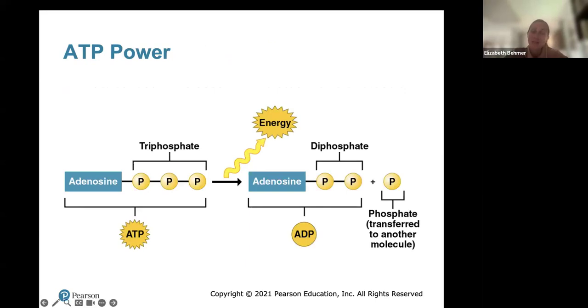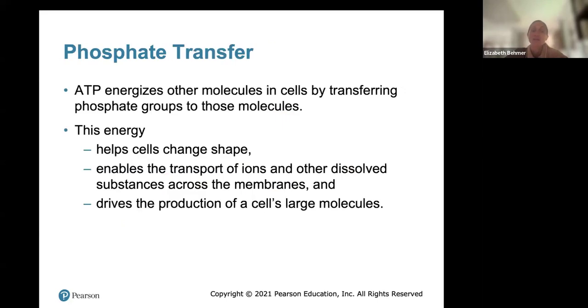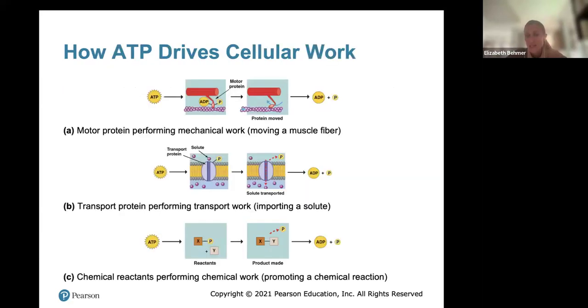ATP energizes other molecules in cells by transferring phosphate groups to those molecules, and this energy helps the cells change shape, enables the transport of ions and other dissolved substances across the membranes, as well as driving the production of a cell's large molecules. So this is a little bit how ATP drives cellular work. The motor protein performing the mechanical work uses the breakdown of ATP to perform the power stroke. Transport proteins use ATP to transport molecules into and out of the cell, and chemical reactants perform chemical work in chemical reactions using ATP.